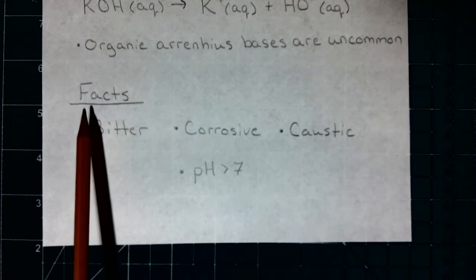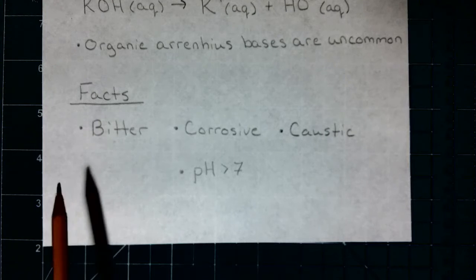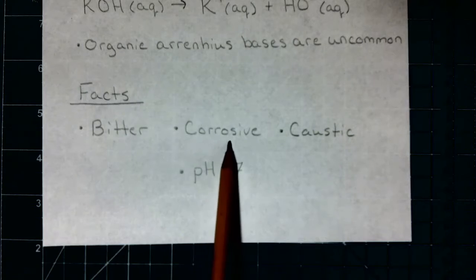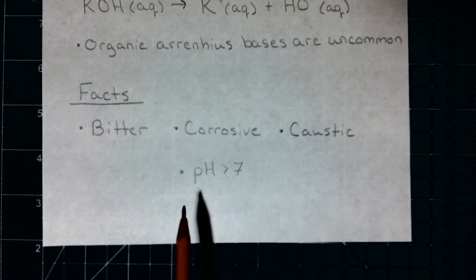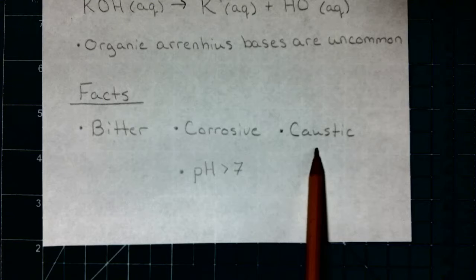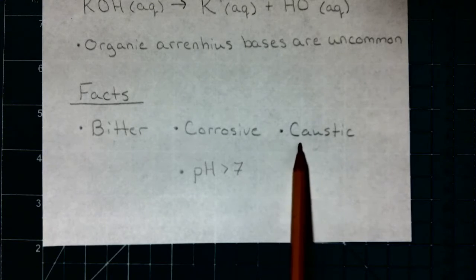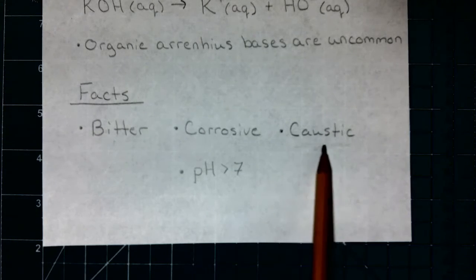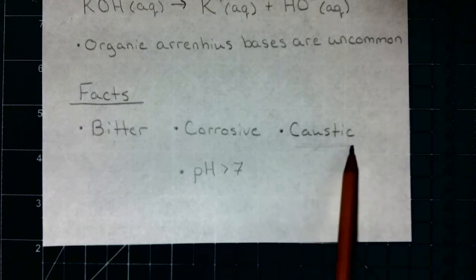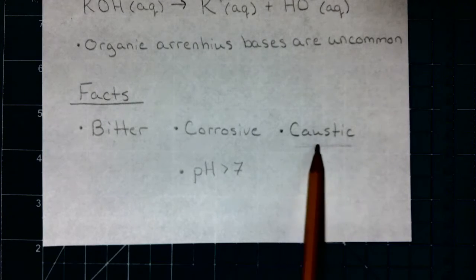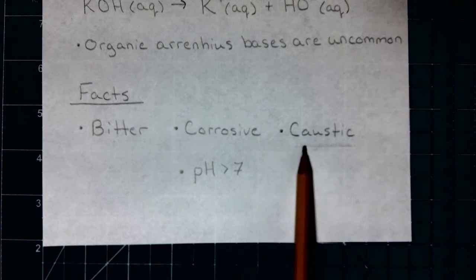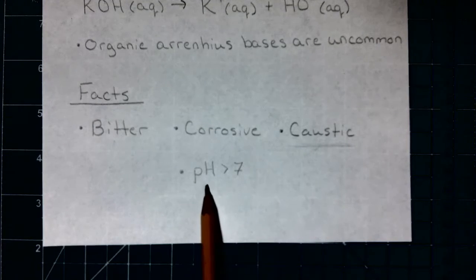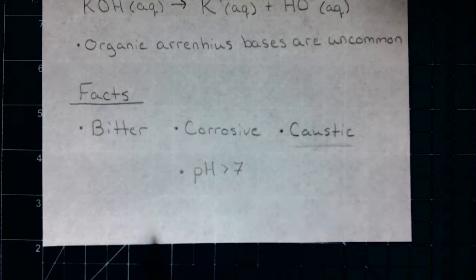A couple of facts about bases: they taste bitter. A lot of foods that taste bitter to you have some bases in them. They are also corrosive. They can tend to make things rust. They are also what they call caustic, and basically caustic means it can attack mucous membranes in your body. So if you breathe this into your lungs, get it into your nose or something like that, it is going to be very unpleasant and or deadly. And they have a pH that is greater than 7.